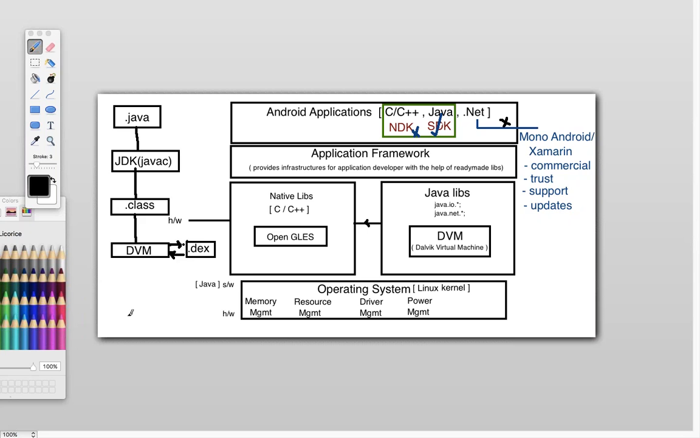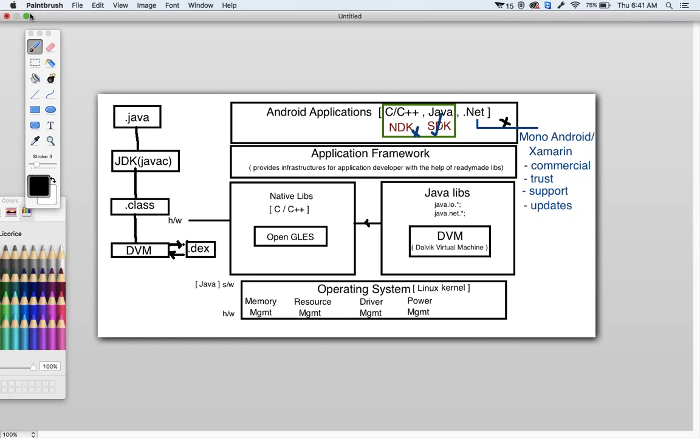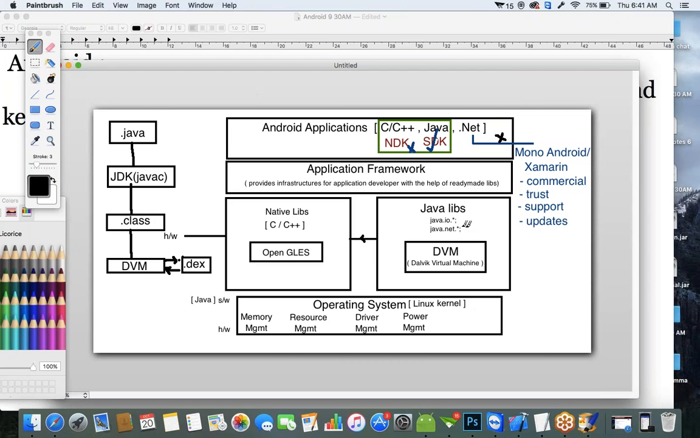What DVM will do is convert all the .class files into a single file called .dex. Meaning you cannot find multiple .dex files for your project. For your entire project, only one .dex file. So it will convert into a .dex file, then it will execute the .dex file. Okay, this is a component.